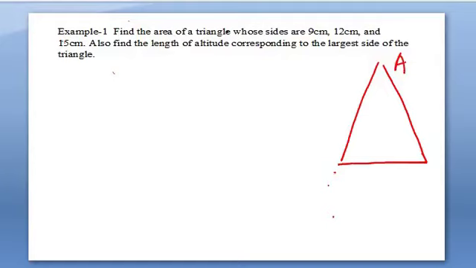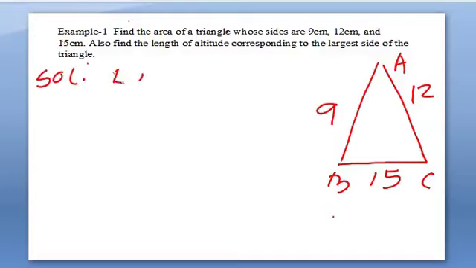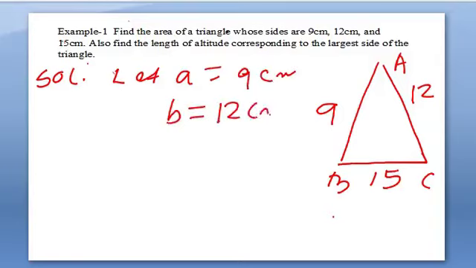This is A, B, C. This side is 9 cm, this is 12 cm, and the other one is 15 cm. Here 3 sides are given, so we can use Heron's formula. In the solution, let a equal to 9 cm, b equal to 12 cm and c equal to 15 cm.